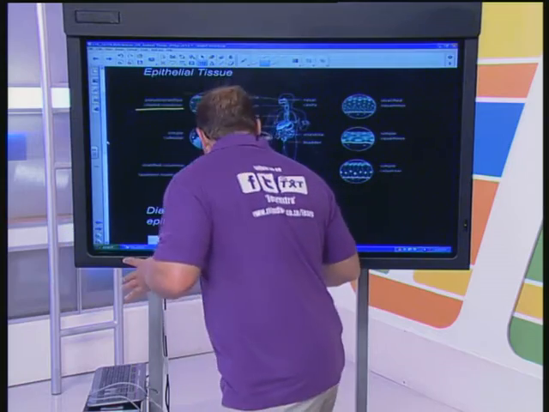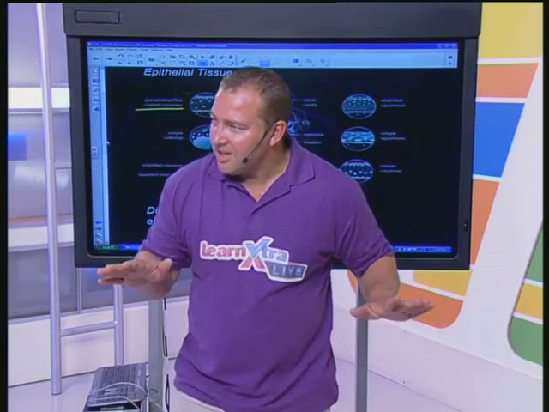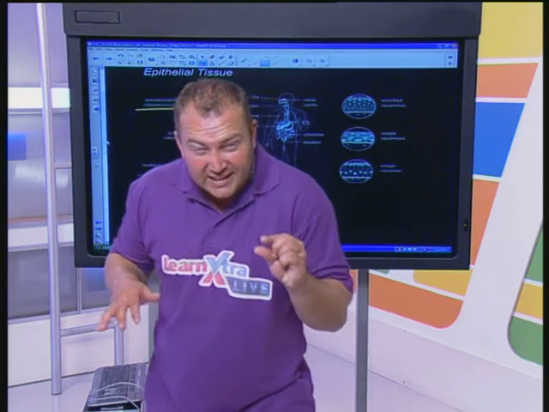Okay, so here we go. We're going to start with the easy one. Squamous. What does it sound like? What are you doing to the tissue? When you stand on something, you're squishing it, okay? So it's squamous. It's a flat, thin tissue. Squamous epithelial cells.